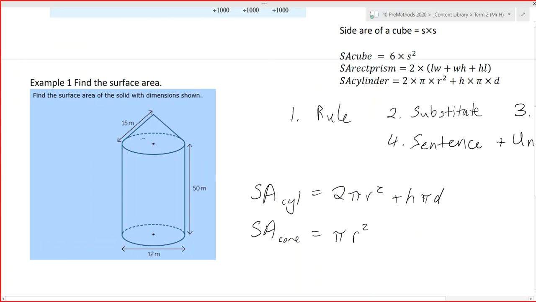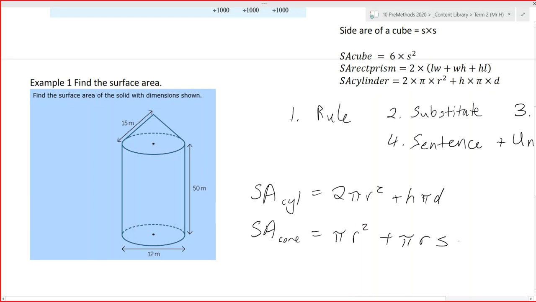So that's the surface area of the circle at the top of the cone. I mean, it's at the bottom on this diagram. We then have this funny shape that wraps around the cone. So the surface area of that weird shape, that's pi times the radius times s.